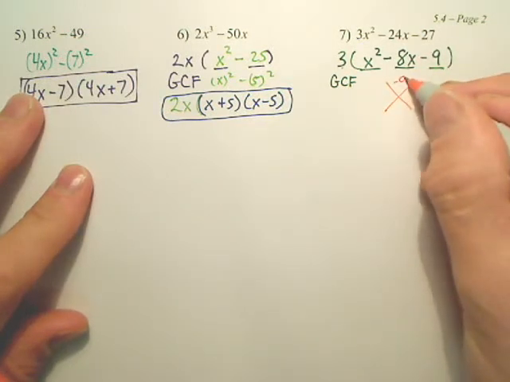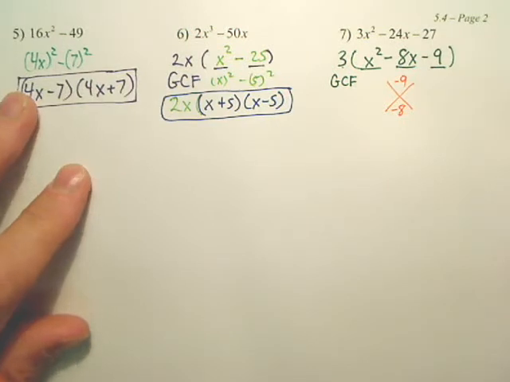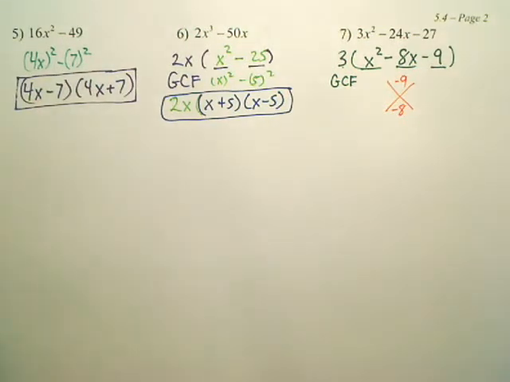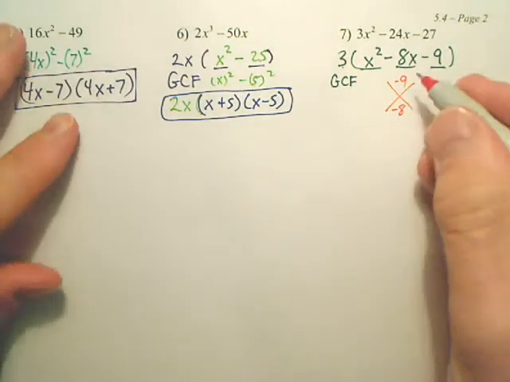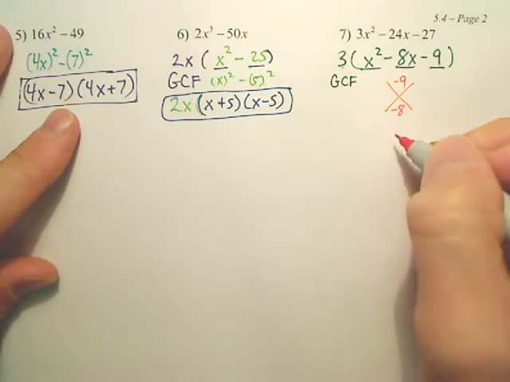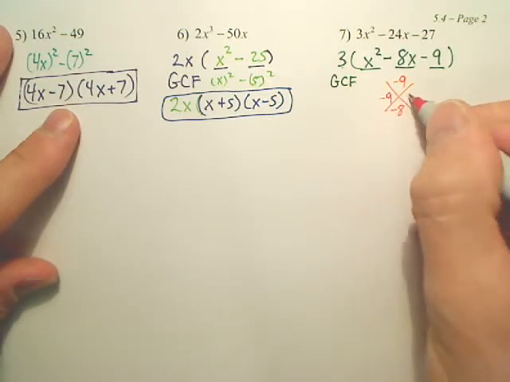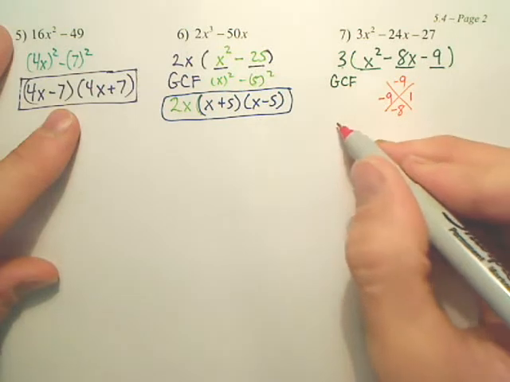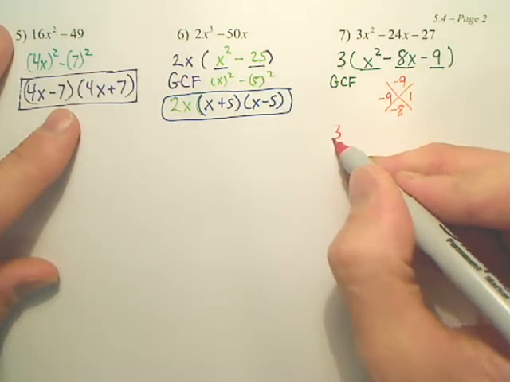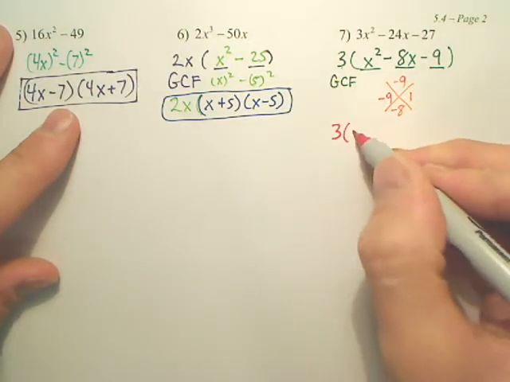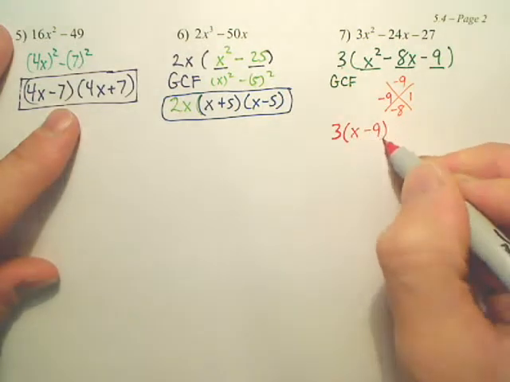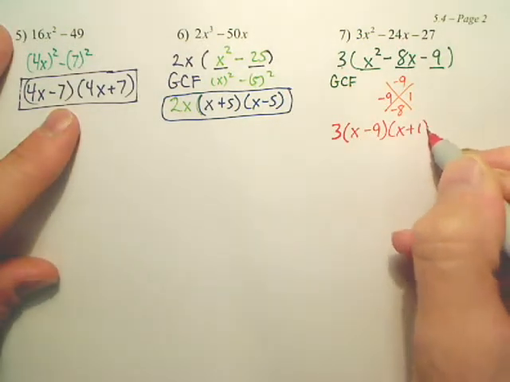Well, the negative 9's on top. The negative 8's on bottom. What are my two sides? Was that negative 9 and 1? So don't forget the 3. Remember I told you commonly is forgotten. We have x minus 9, x plus 1.